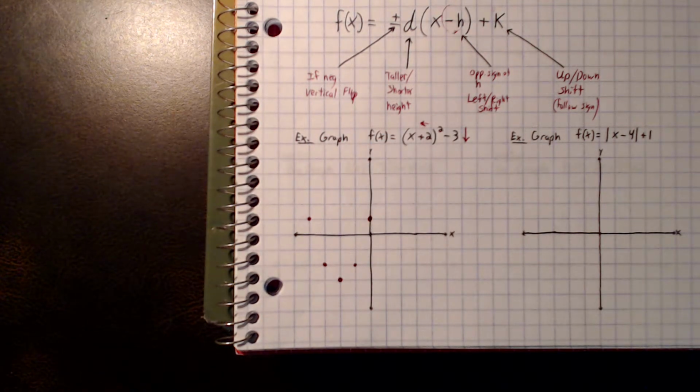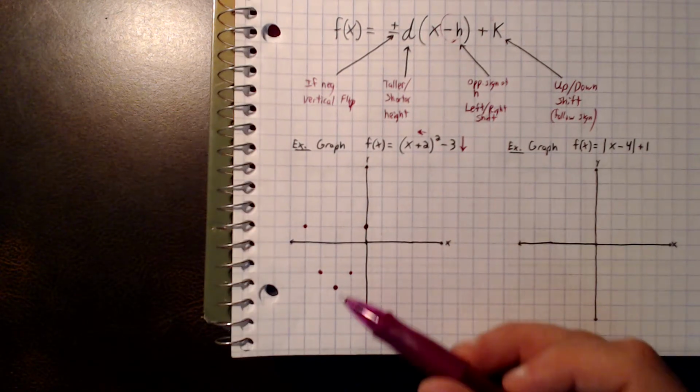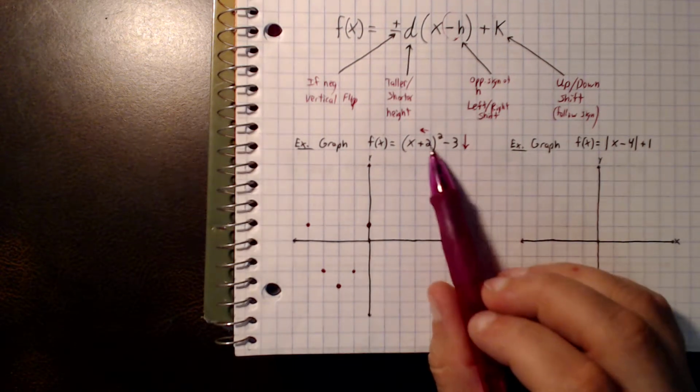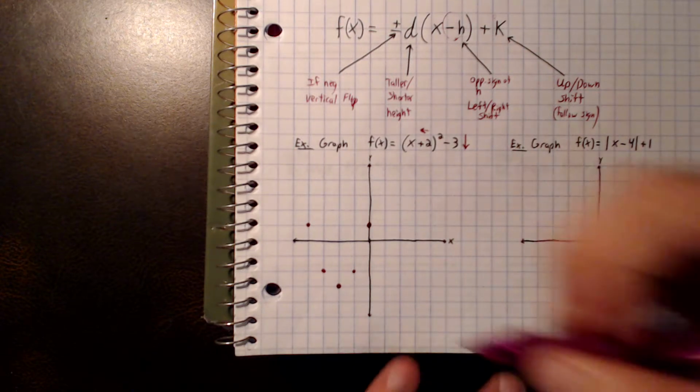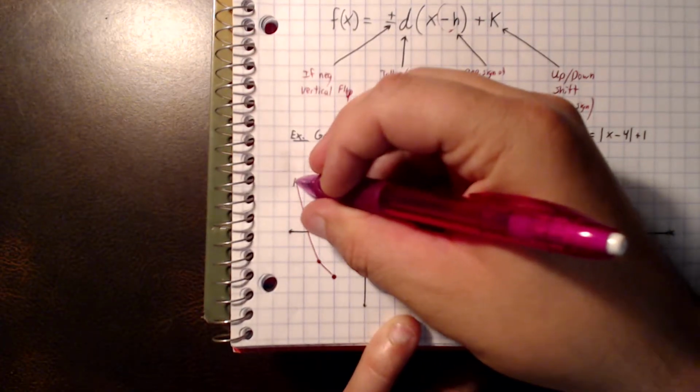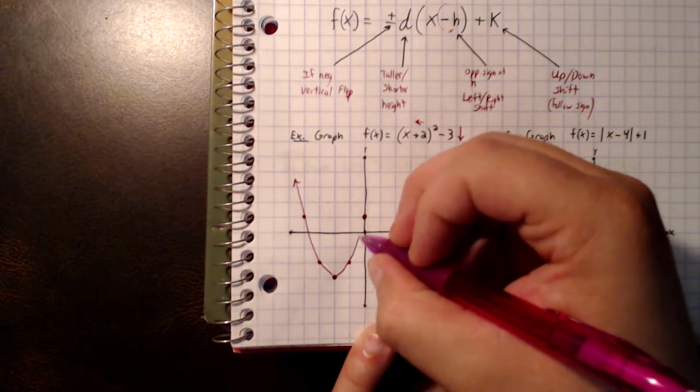So you notice that my spacing did not change from what we saw up here. It's just things moved different directions based on what they gave us. Okay. Last thing, we're just going to draw in the rest of that parabola.